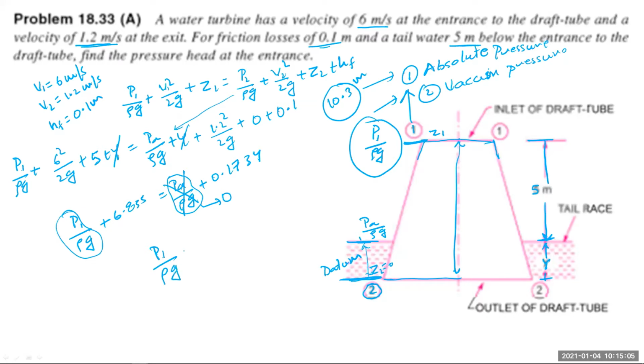P1 upon rho g equals, this will go on to your RHS. Positive is there, so I will make it negative on this side: minus 6.835 plus 0.1734. Okay, when you solve it, you will get negative 6.6 meter. So here you can see the negative sign. This is telling that this is your vacuum pressure.